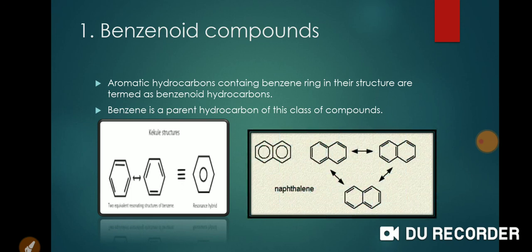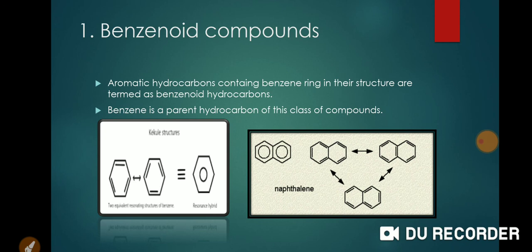The example of benzenoid compound is naphthalene. In that, two benzene rings are connected or fused together at two common carbon atoms. It is aromatic because its properties resemble those of benzene ring.